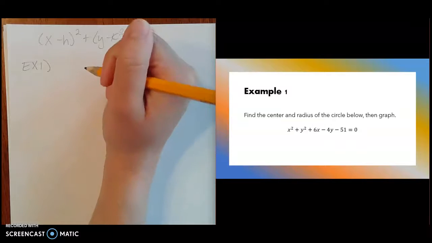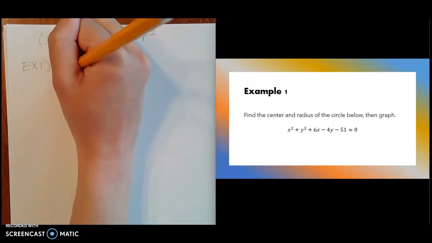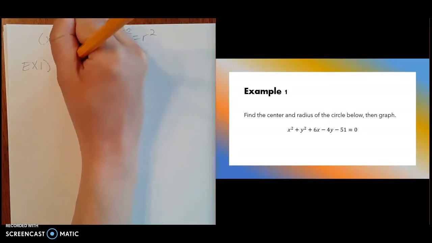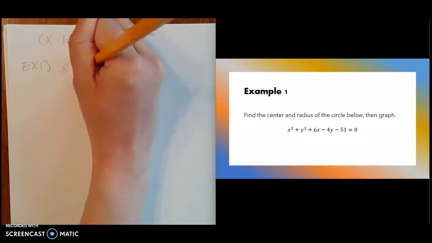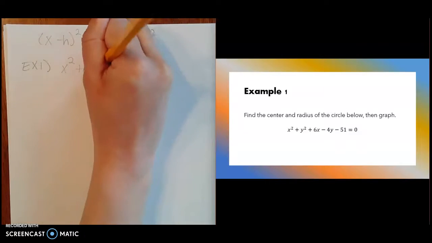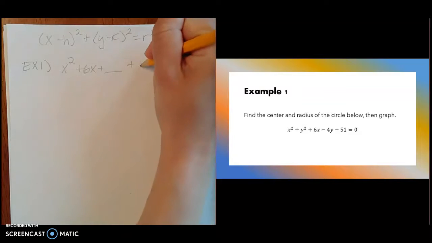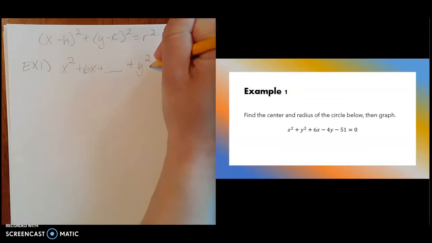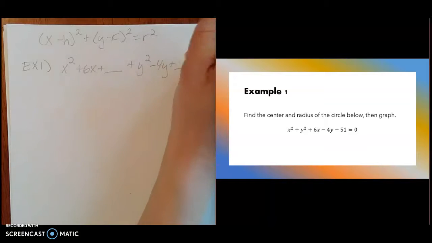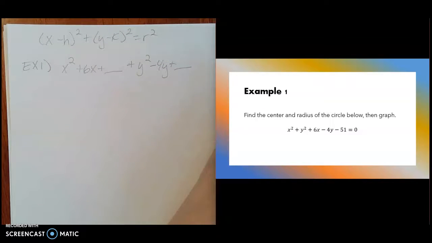So what I'm going to do first is just reorganize. I'm going to put my x's together. So if you notice with this equation, I've got x squared, and then I have a 6x. I'm going to go ahead and do a plus blank because I know I'm going to be completing the square here in a second. For the y's, I've got y squared, and I have a minus 4y, and then I'm going to do another little plus blank, just leaving myself space so that I can complete the square, kind of getting it in a nice format.